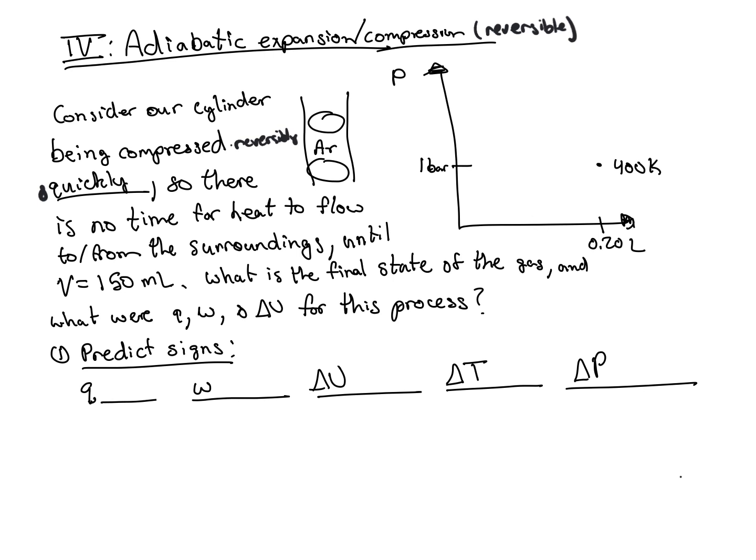Okay, so starting with our fourth key gas process. Here is our cylinder of argon, initially at 400 Kelvin and 0.2 liters. It's at 1 bar of pressure initially, and we compress it quickly so that there is no time for heat to flow to or from the surroundings until we reach V equal to 150 milliliters, or 0.15 liters. We're going to compress. So we want to think about what's going to happen during that process. You can take a minute to try to predict the signs for each of these on your own, and then I'll go through and answer those with you.